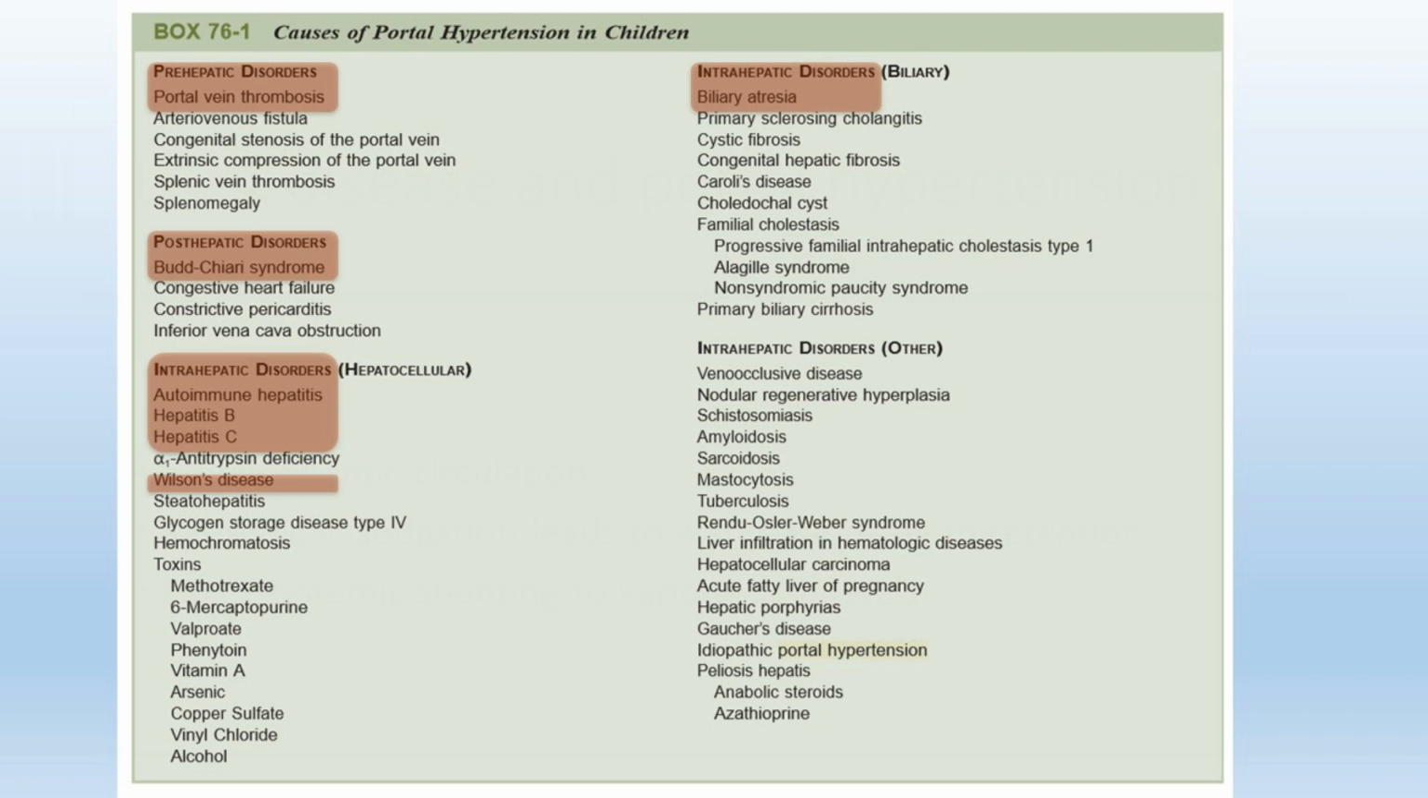Among prehepatic causes, I've highlighted the most common, which is portal vein thrombosis, your portal cavernoma. Posthepatic, the commonest is Budd-Chiari. Intrahepatic: liver disease, Hep B, Hep C, autoimmune, Wilson's, biliary atresia. Okay, these are the common things that cause portal hypertension in children. There is a whole list more, but these are the ones that we see routinely.